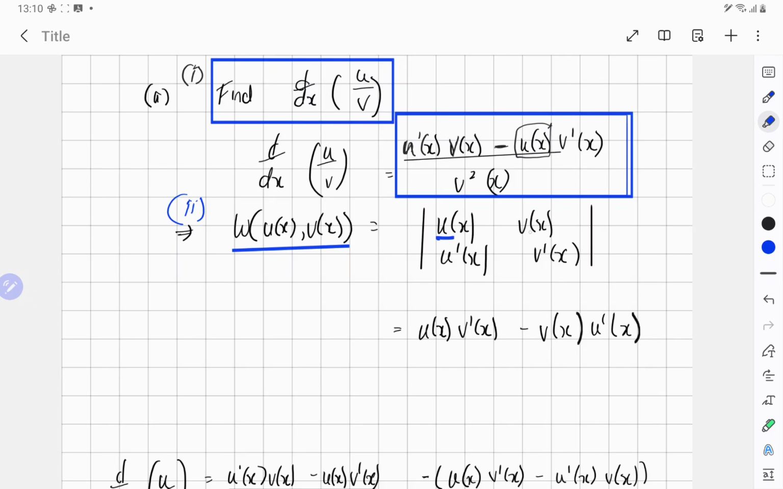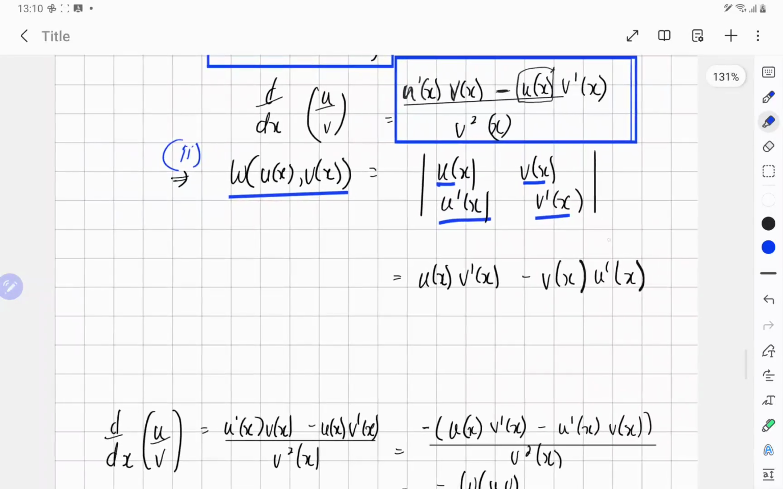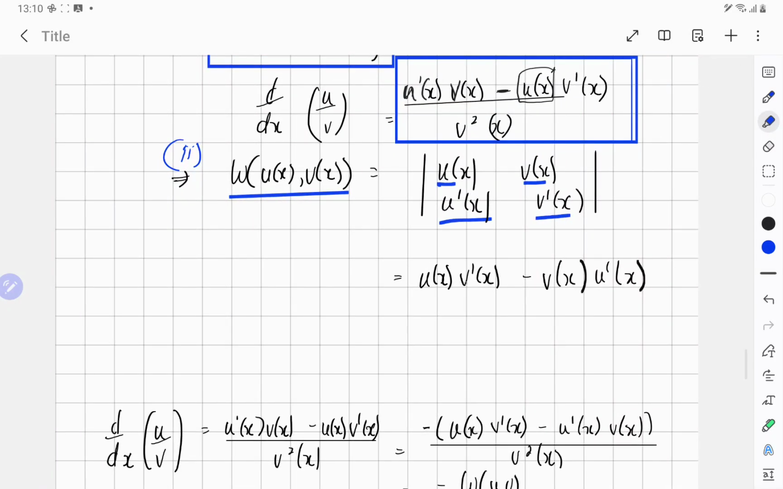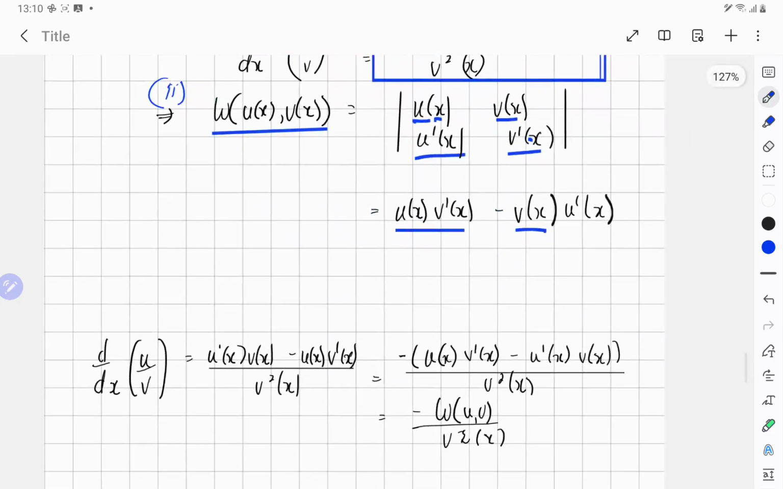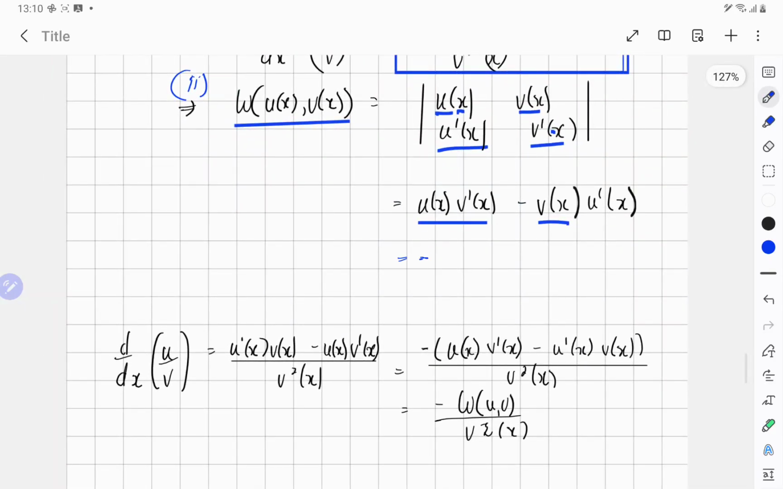In the first row, you just write down your functions. In your second row, you have your first derivatives. Now you do your determinant, so I cross over. So it's u(x) v'(x) minus v(x) u'(x), which if I take out a negative will be u'(x) v(x) minus u(x) v'(x).